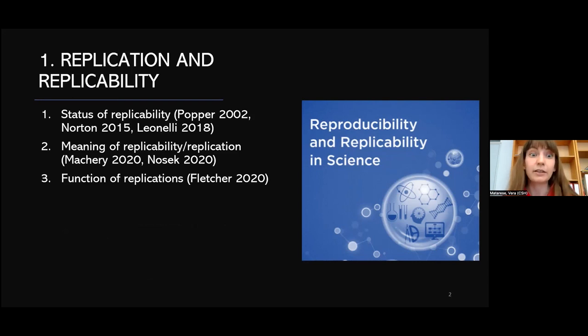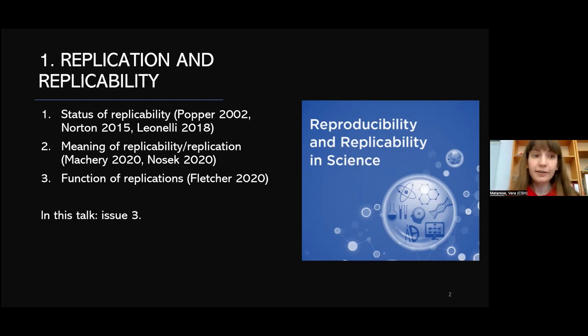Then the second issue is on the meaning of replicability. What does it mean to be able to pass a replication test? What does it mean to build a replication experiment? And then the third issue is on the epistemic functions of replication. And in this talk, we will be concerned with the third issue particularly.